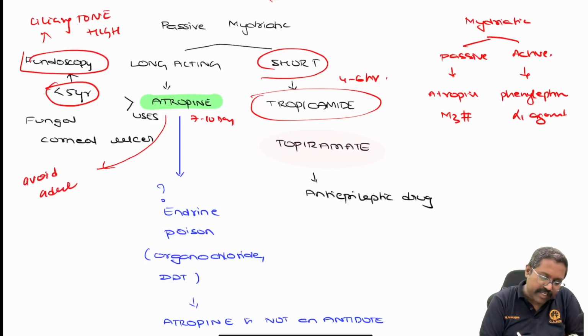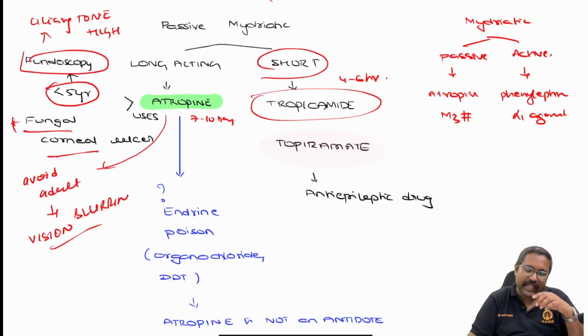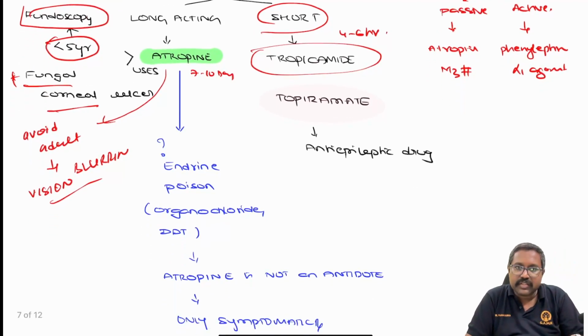What is the reason to avoid it in adults? The reason being it produces blurring of vision, which can stay till 7 to 10 days, which is not acceptable. And it can also be used for treating fungal corneal ulcers, where it will reduce the pain. Is that clear?